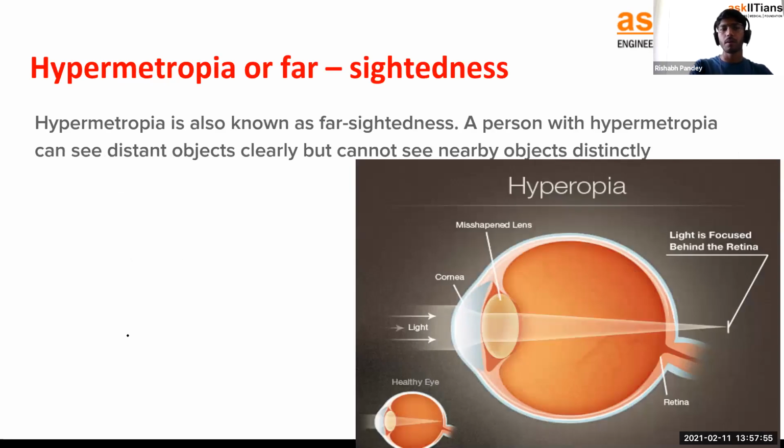Similarly, if I talk about hypermetropia, or you can call it farsightedness.